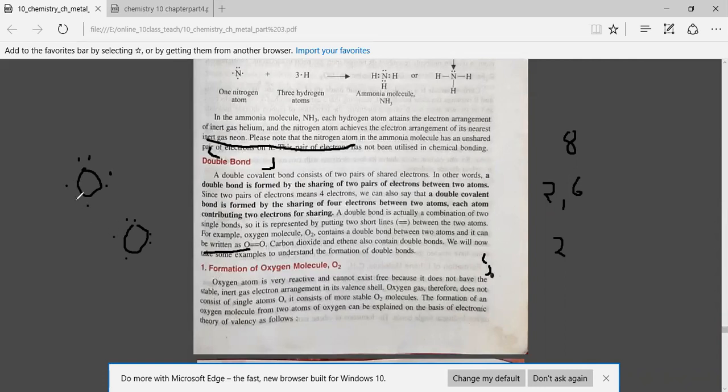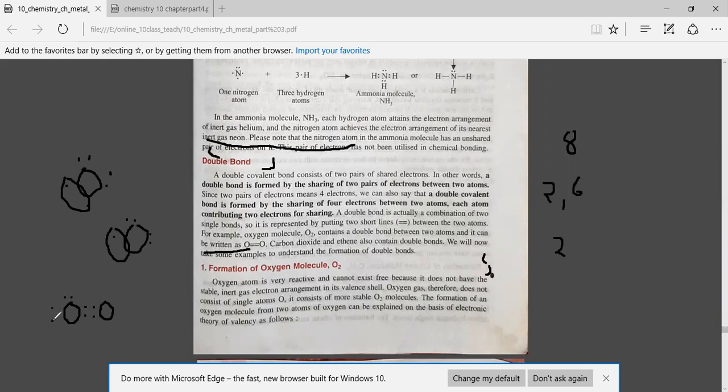So these two electrons, this pair of electrons, will be shared with this oxygen atom, and this oxygen atom will share its pair of electrons with the other oxygen atom. So we have two electrons from this oxygen atom and two electrons from the other oxygen atom. In total, four electrons are shared between the two atoms.